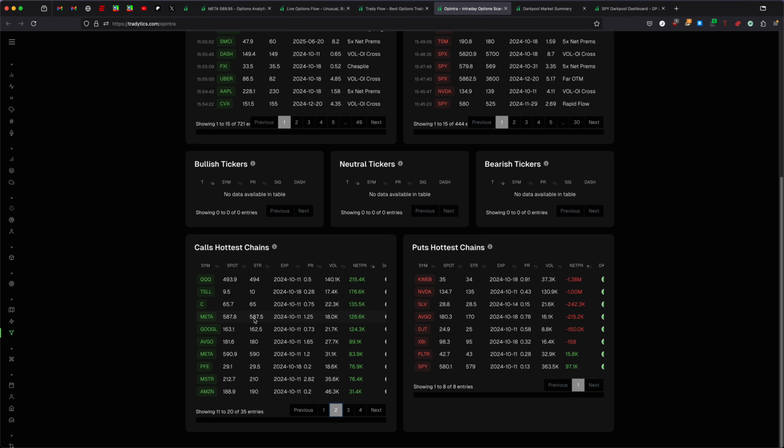Meta here, the 587.5s were hot, but look at the date. These were weekly contracts that expired Friday, and this is Saturday, right? So it had great flow Friday, but these actual chains aren't super relevant going into next week because they're expired.